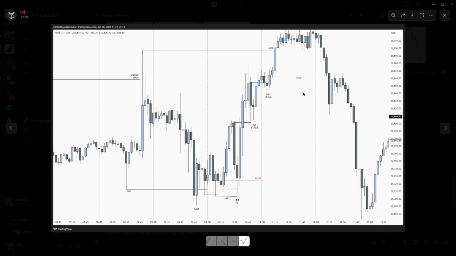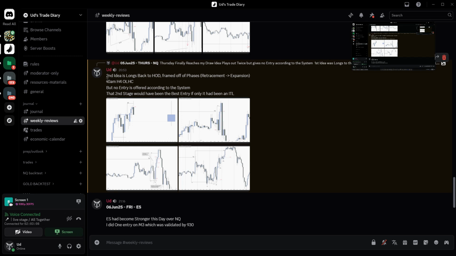So since my model, or rather my teachings from my mentor, tell me to look for an intermediate term low, and since I don't get it, no entry is offered to me, even though this looks good for somebody else. It doesn't go well with my system, so I let it go. But marking this up as journal, correct?